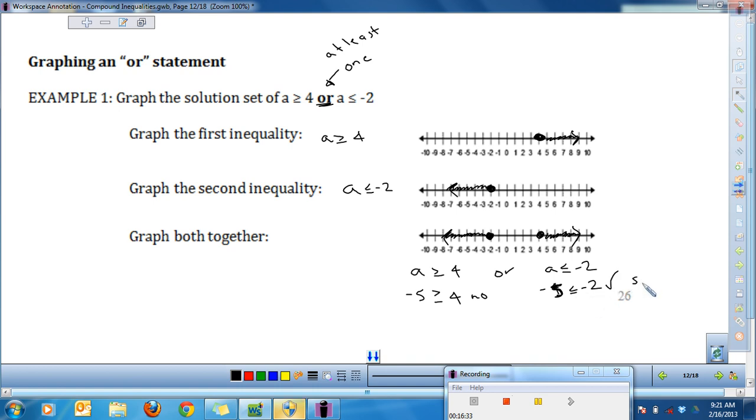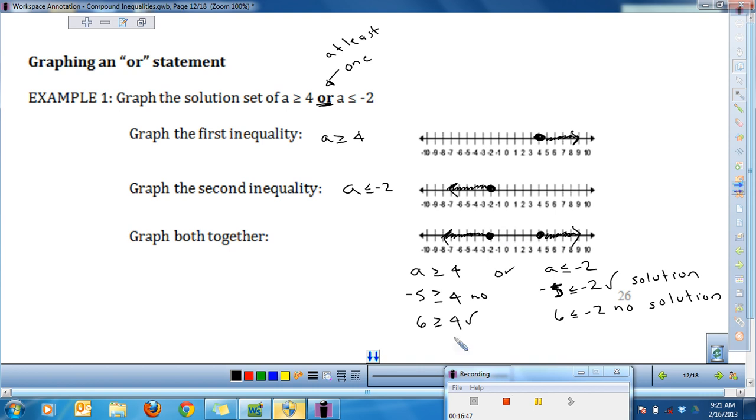Now, this is a solution, and the reason why is that this is an or inequality. If it's an or inequality, the solution needs to work for at least one. So it cannot work for one, and it could work for the other. If we picked a number over here, it would also work. So let's pick a number like 6. Is 6 greater than or equal to 4? Yes. Is 6 less than or equal to negative 2? No, that's false, but this is a solution because it works for one of the inequalities because it is an or statement.